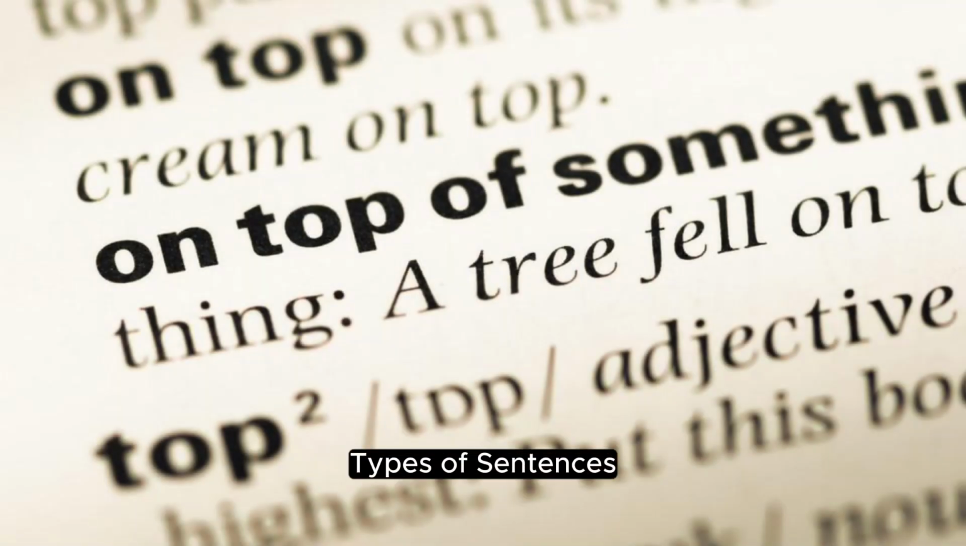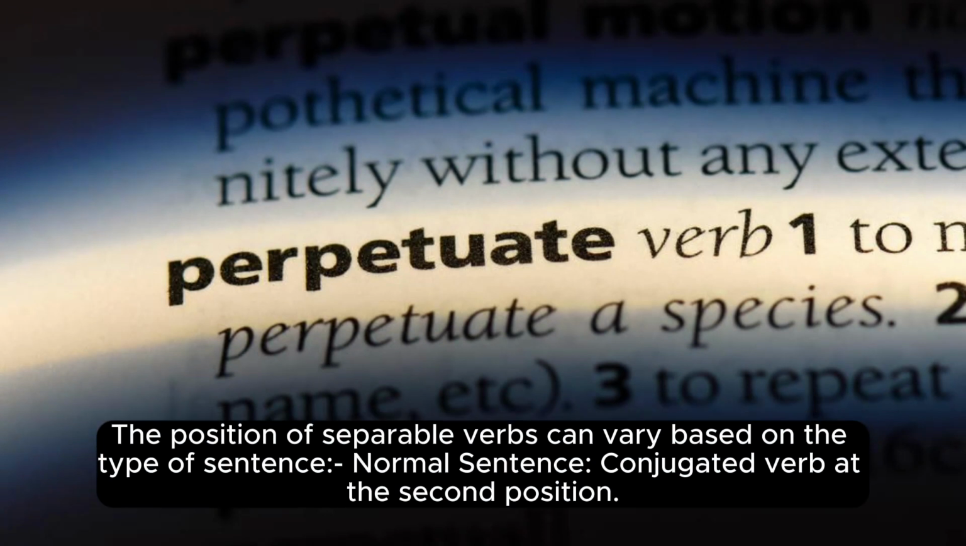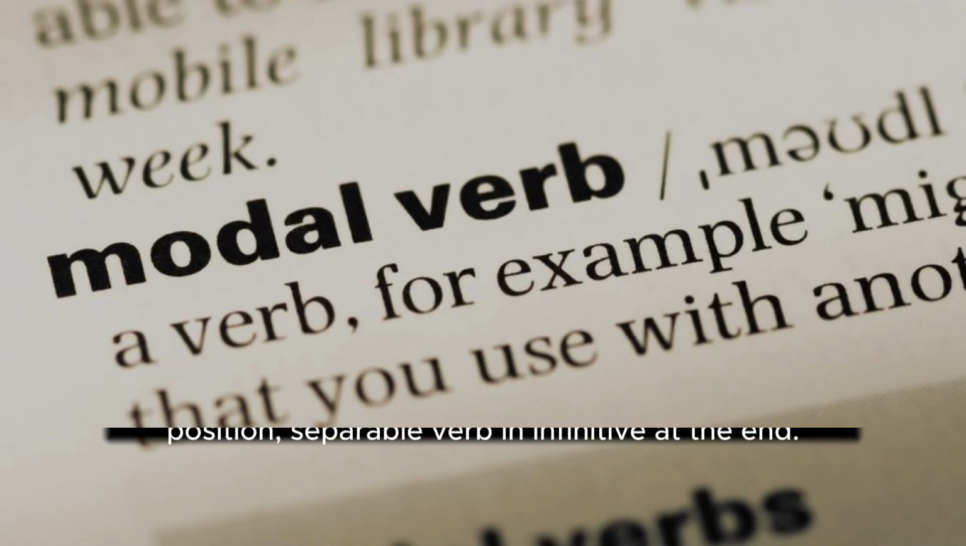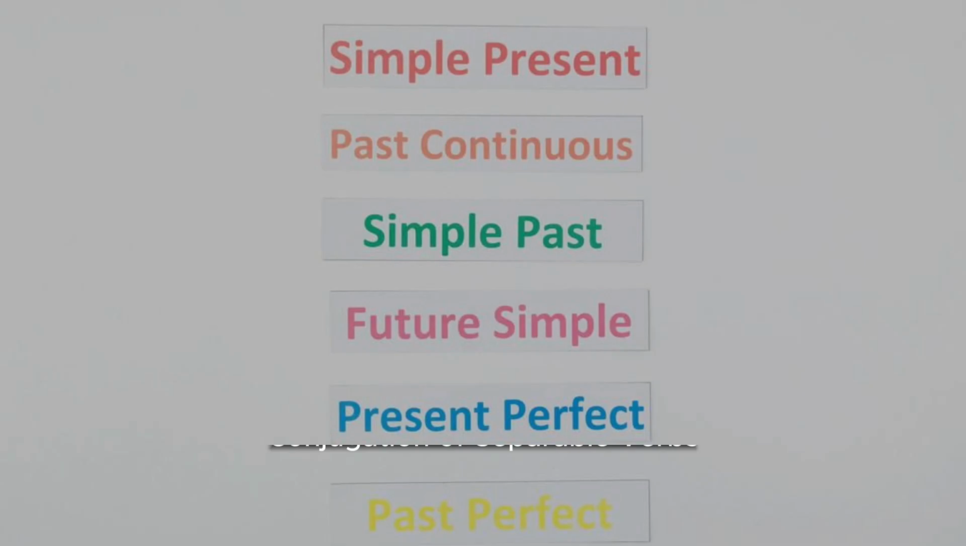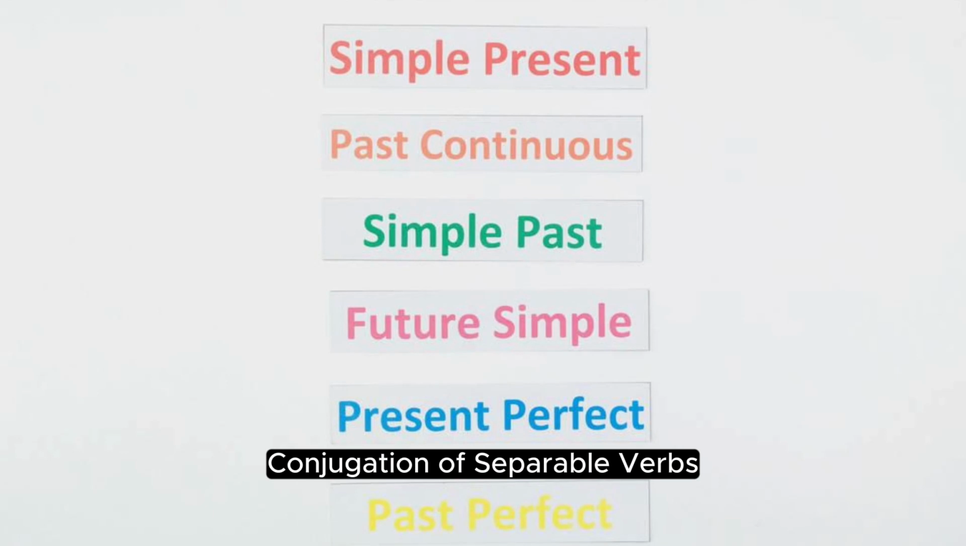Types of sentences. The position of the verb in a normal sentence. Conjugated verb. A question with a modal verb. Separable verb in the infinitive.